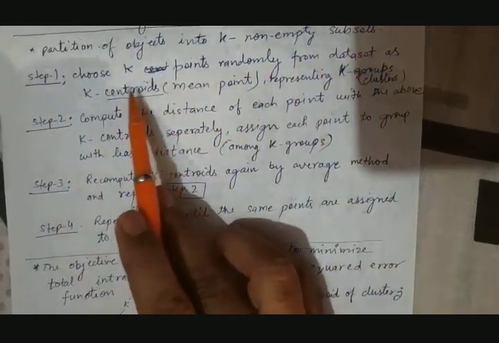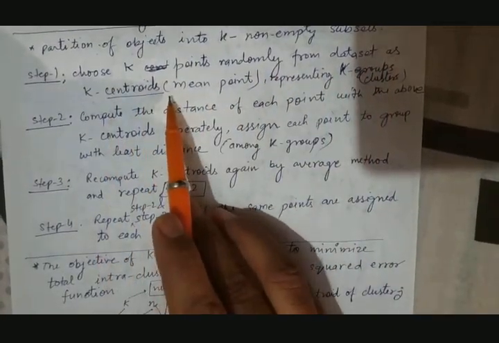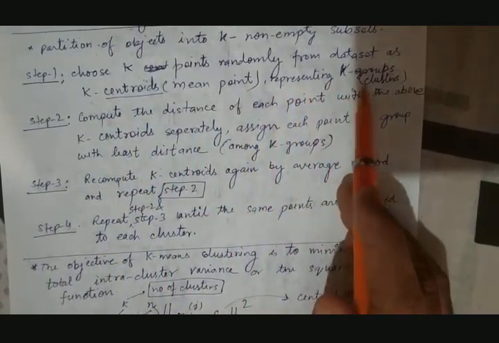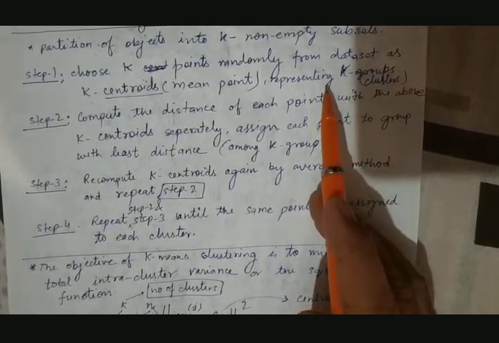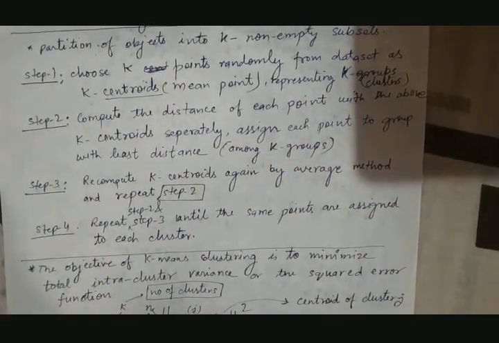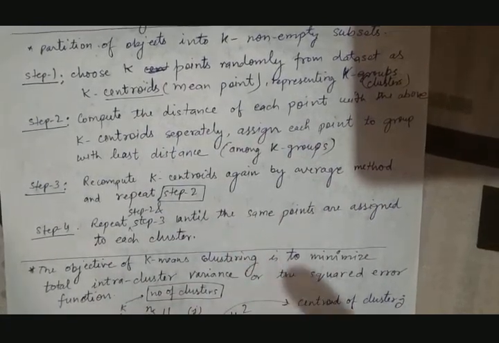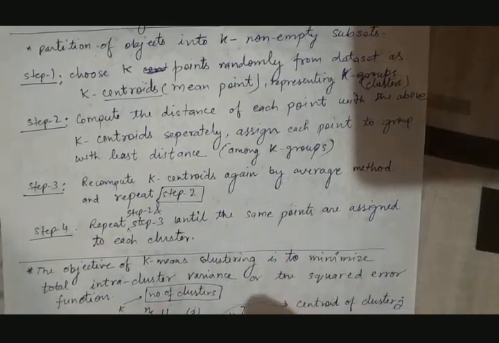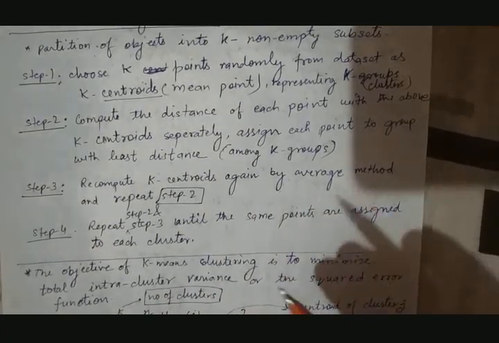Step 1: choose K points randomly from the data set as the K centroids. Centroids are the mean points which are representative of the K groups, the K clusters. Suppose we have n samples in our data set. We randomly pick any K samples as the initial K centroids, or mean points, and they represent their own clusters. Say we have selected K1, K2, K3, up to Kk.